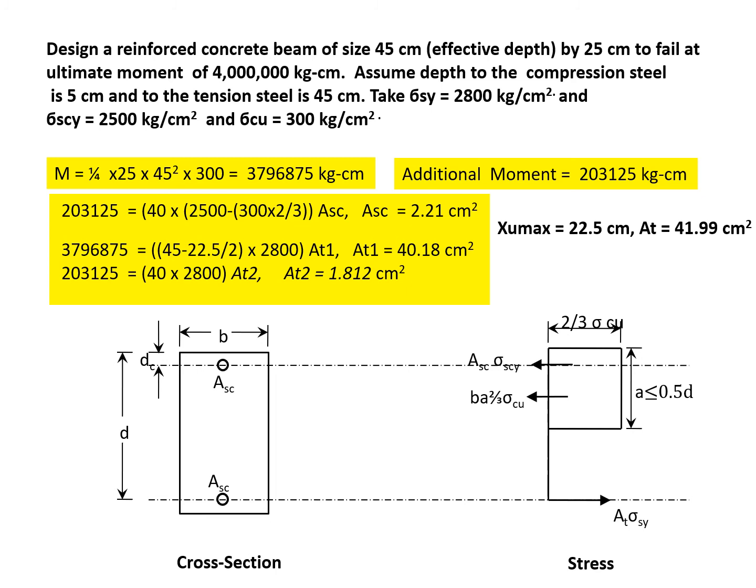So this is how we have found the steel, that is, we have designed. How much is the steel? At top 2.21 and at the bottom 41.99. And how has 41.99 come? It is AS1 plus AS2.